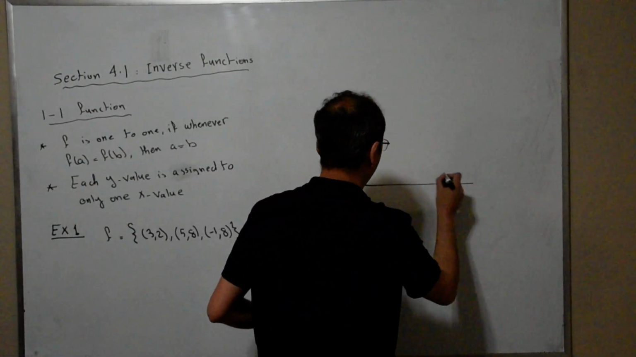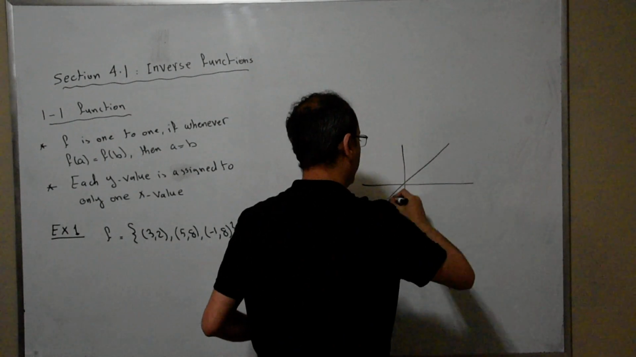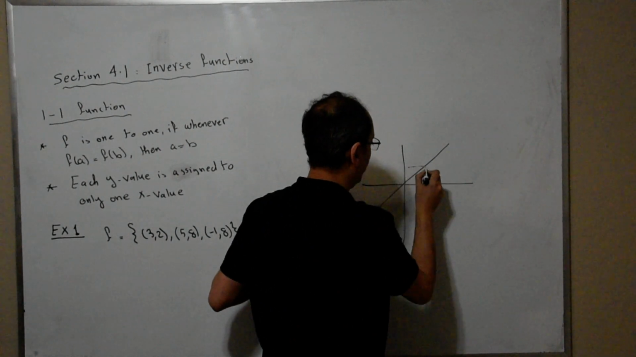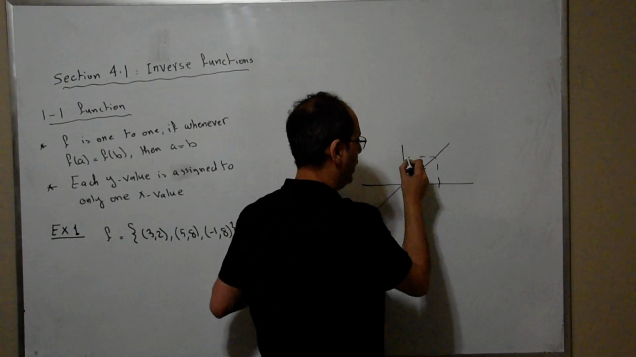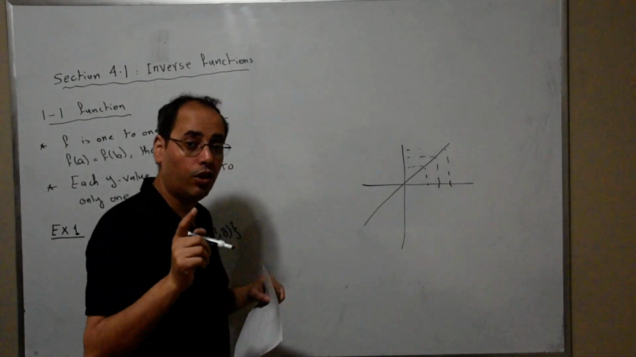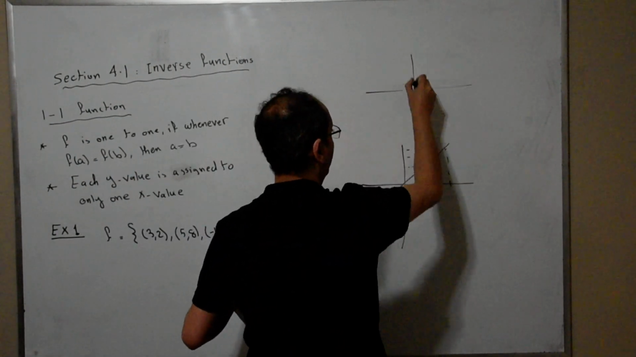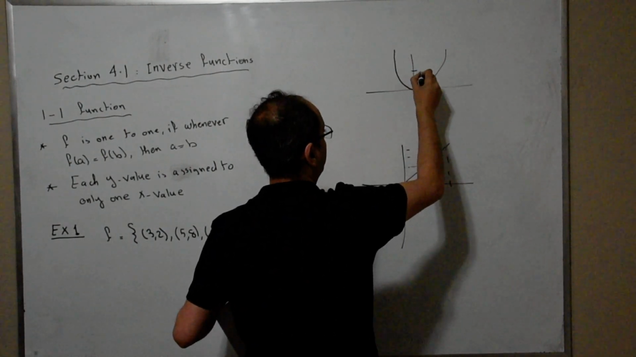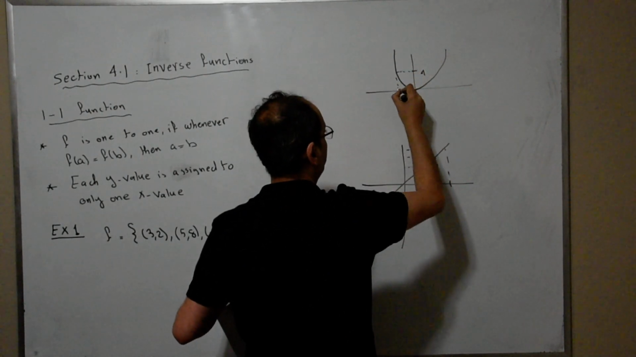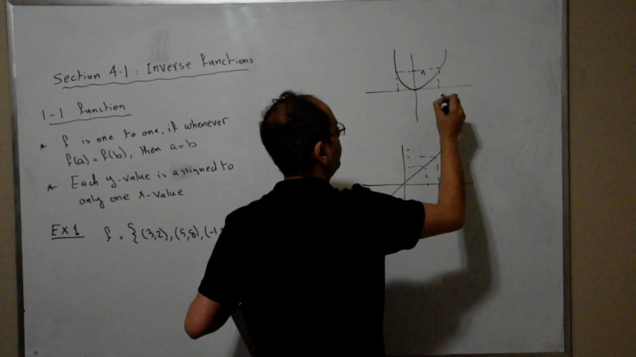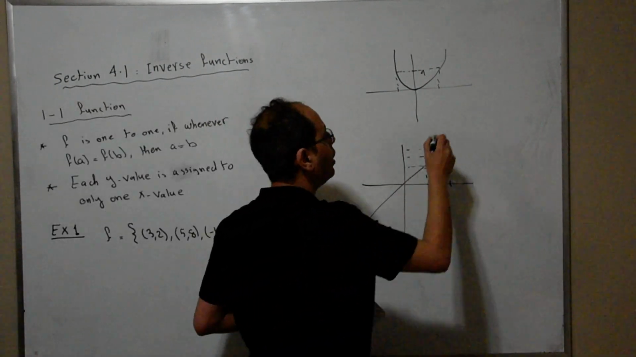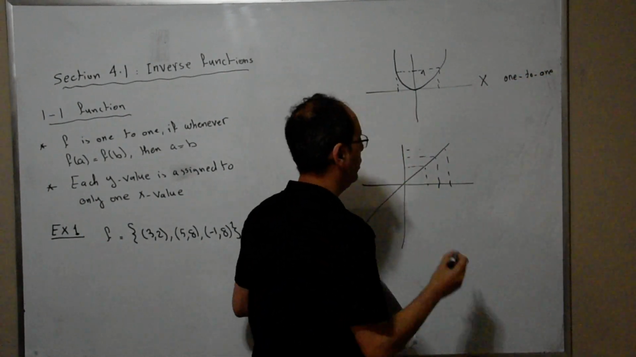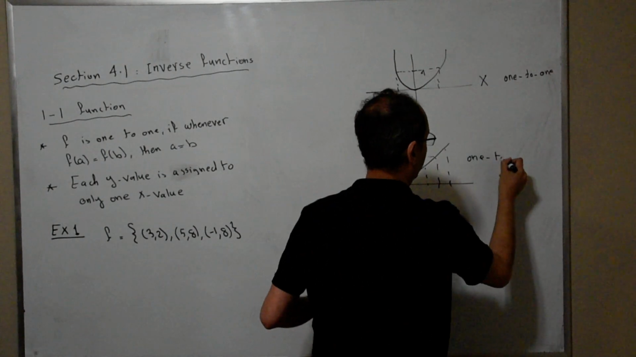For example, if I have a function like that, each y value has one x value. On the other hand, if we go to a function like x squared, each y value, let's say this is 4, has two x values. So that is not one-to-one. This one is one-to-one.